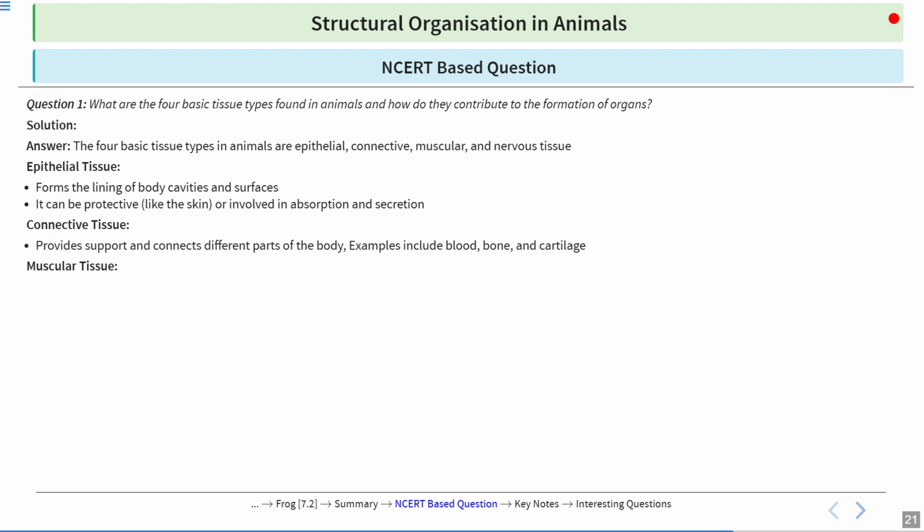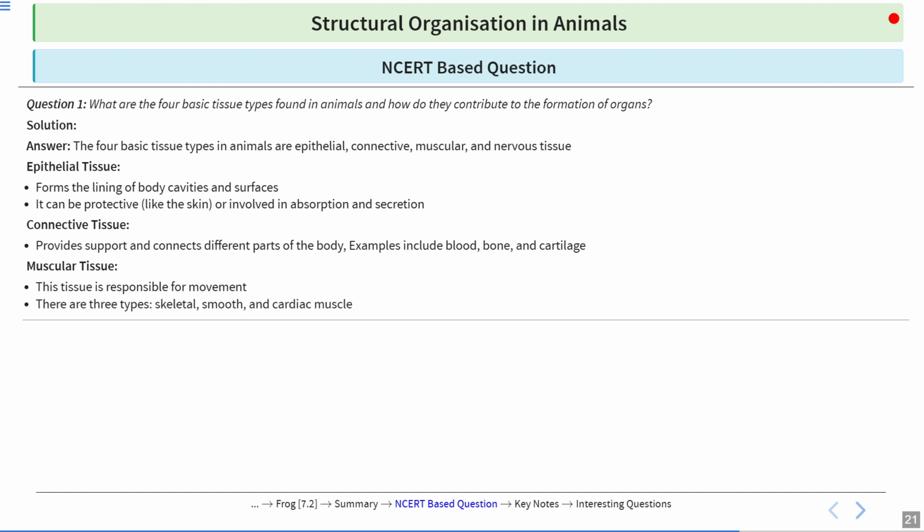Next, muscular tissue. This tissue is responsible for movement. We have the muscles, right? And we have three different types of muscles: skeletal muscles, smooth muscles, and cardiac muscle. The cardiac muscle is only and only present in the heart, whereas the smooth muscles are present in our internal organs, where the involuntary action is there. No involvement of our will, right? For example, our whole alimentary canal is made up of smooth muscles, right? There are three types: skeletal, smooth, and cardiac muscle. This we have discussed.